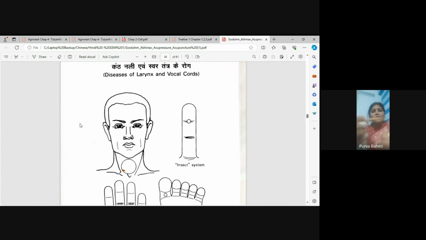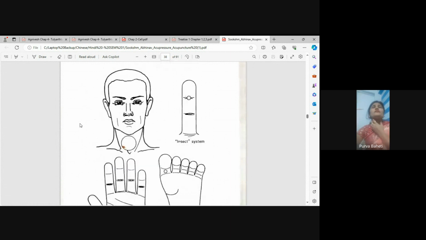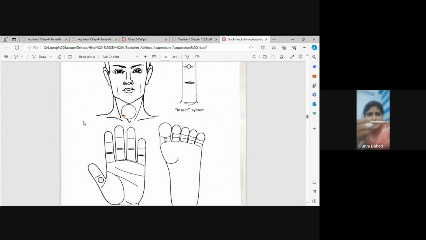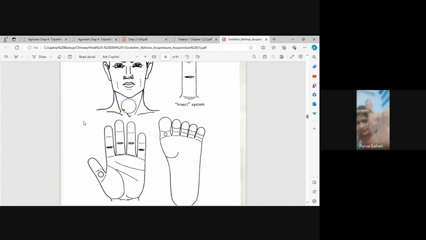This is my throat area. You can see this is my throat. Okay, this is my throat area. So I'm having my face till here. So below this area is my throat area. This area is my throat area also.